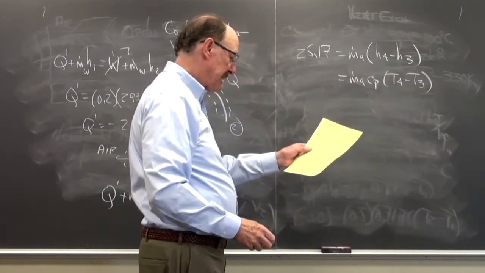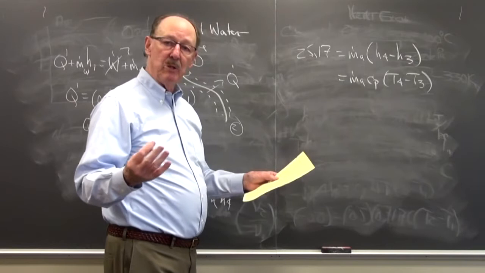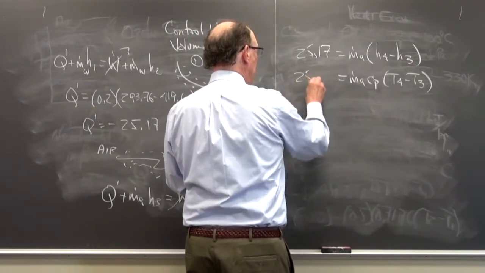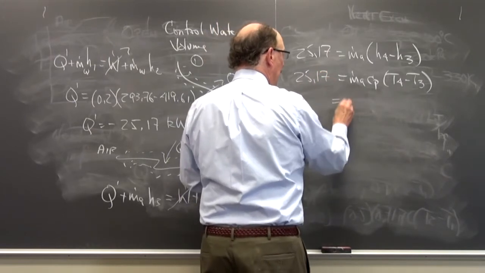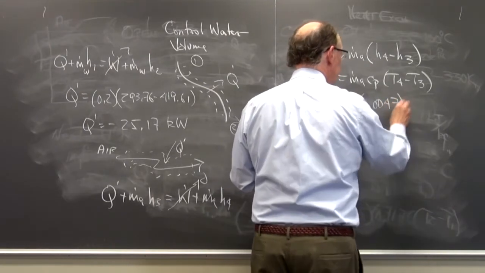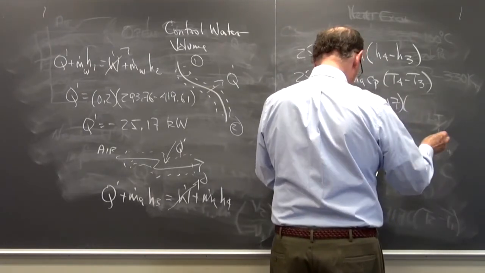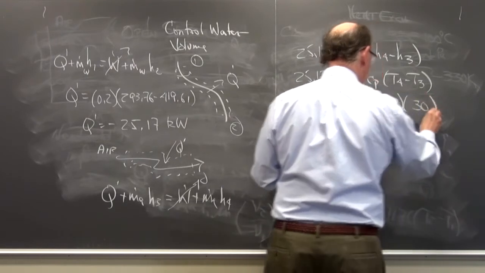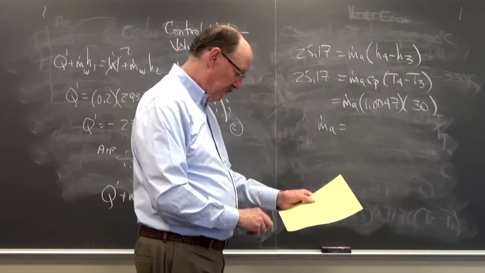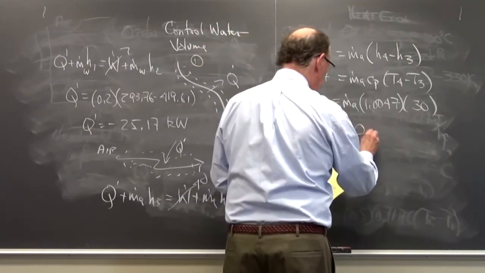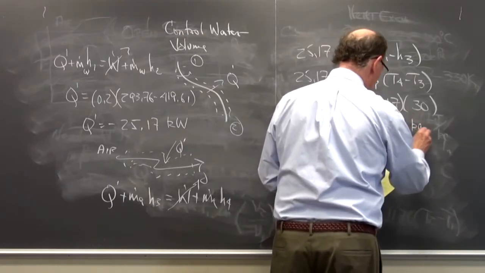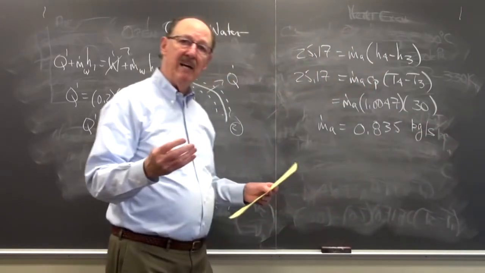And we're going to be able to solve for the mass flow rate of the air, and then we'll look at the volume flow rate as well. So if I do that, I have m dot A, C sub P for air is 1.0047, and the delta T is 30. And so I have that m dot A is equal to 0.835 kilograms per second. So I have that mass flow rate.